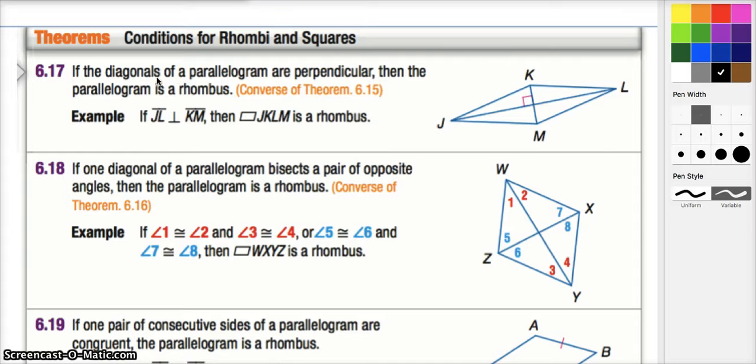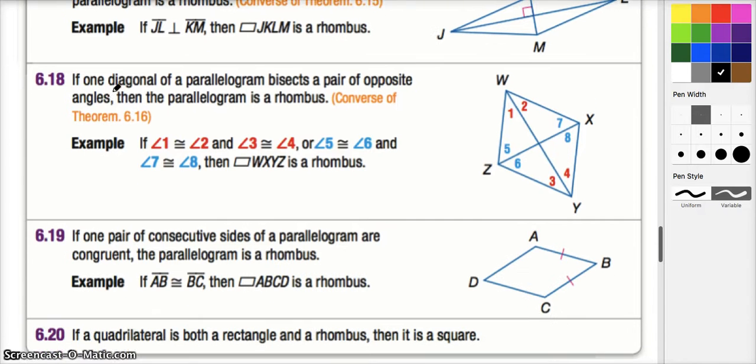Now these theorems are going in a different direction. They are giving us conditions for a rhombus and a square. So conditions to see whether we have a rhombus or a square. Let's start with 6.17. If the diagonals of a parallelogram are perpendicular, so you've got a parallelogram, you look at it and you find out that the diagonals are perpendicular, guess what you've got? A rhombus. So it's a condition for saying I'm identifying you as a rhombus.